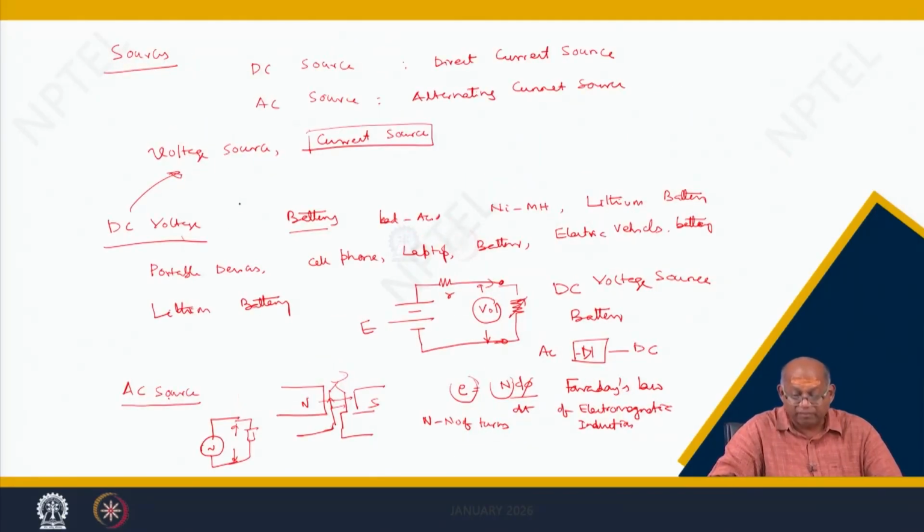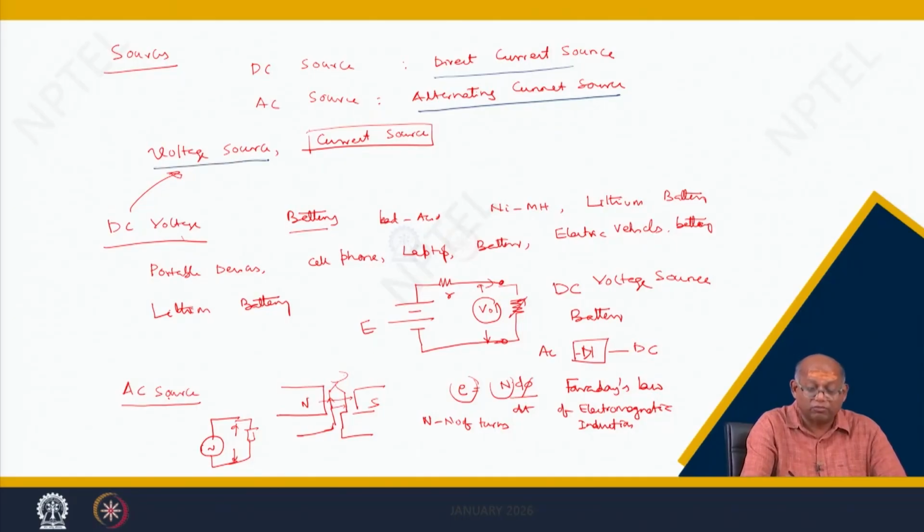We will talk about it. Then we have two sources, one is called DC source and AC source. DC source is direct current source and AC source is alternating current source, and you have a voltage source and a current source. Mostly when the terminal voltage remains constant irrespective of the load, it is a voltage source. When the current remains constant irrespective of any load, it is a current source, and mostly we will deal with voltage source.